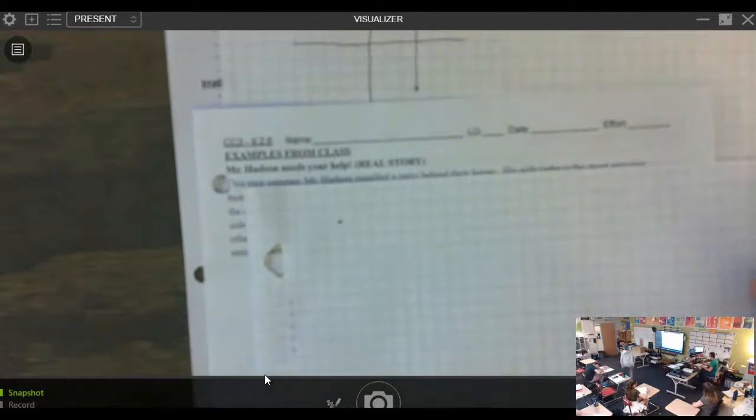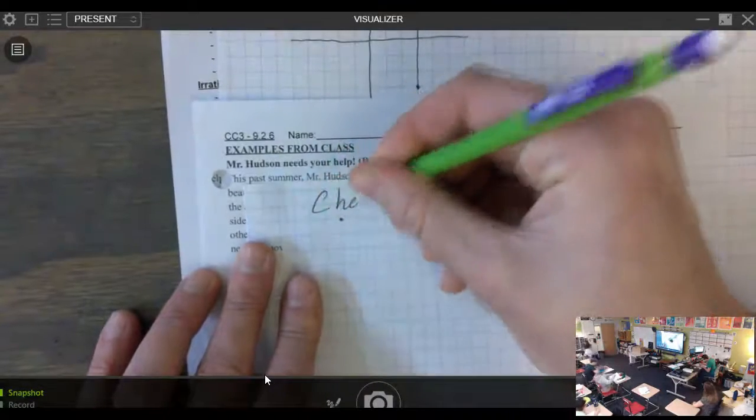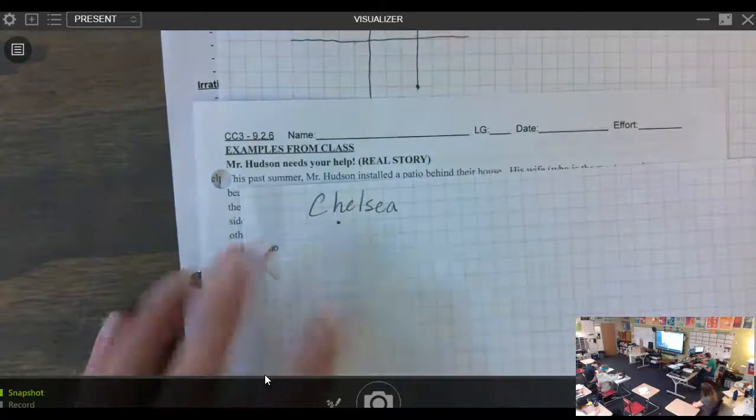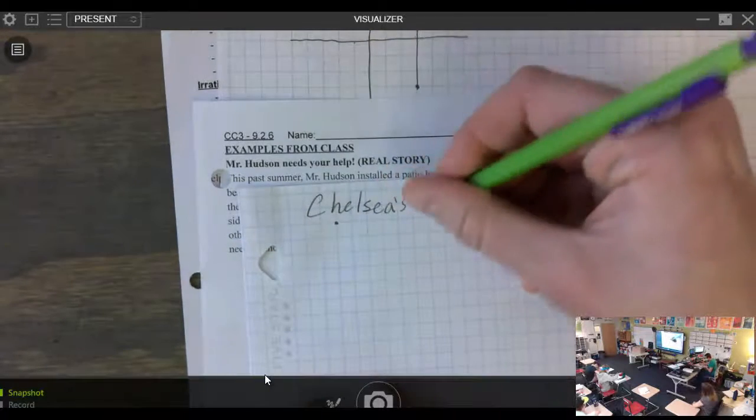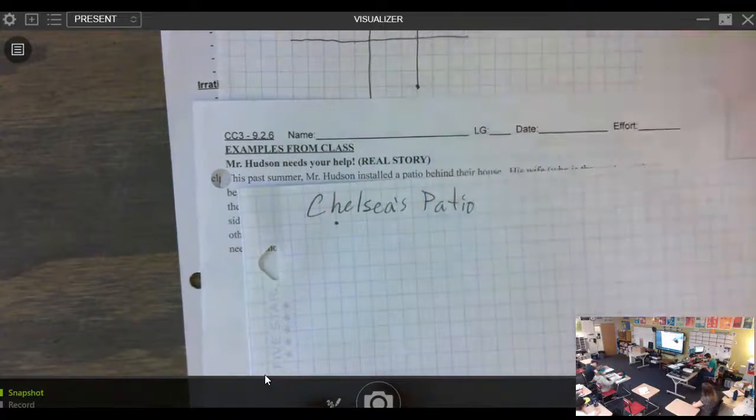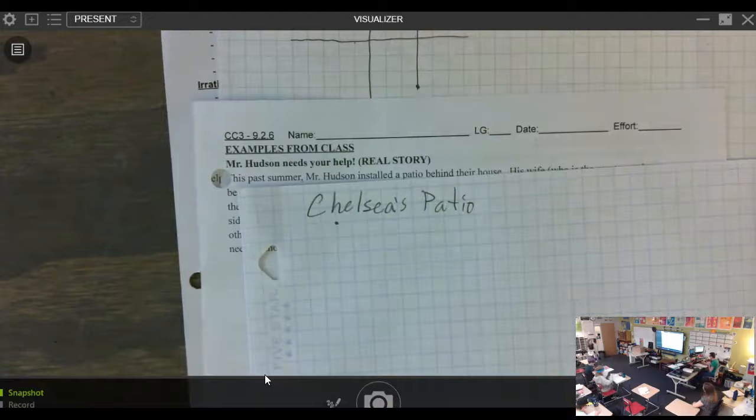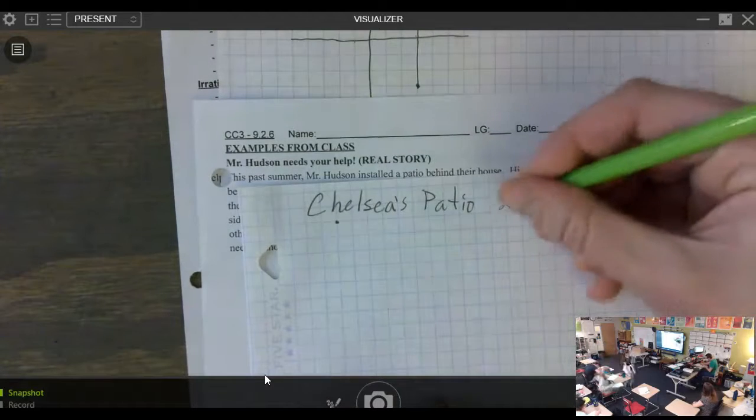So this is still 926 if you're looking for a header. Or you can just call it Chelsea's patio. Because really, let's be honest, it's hers. With an A. Chelsea's patio. 21 by 30.